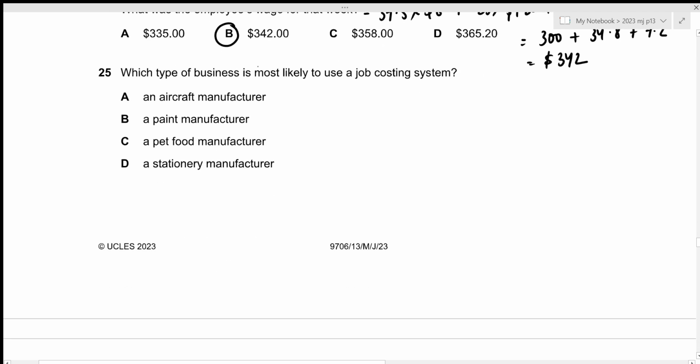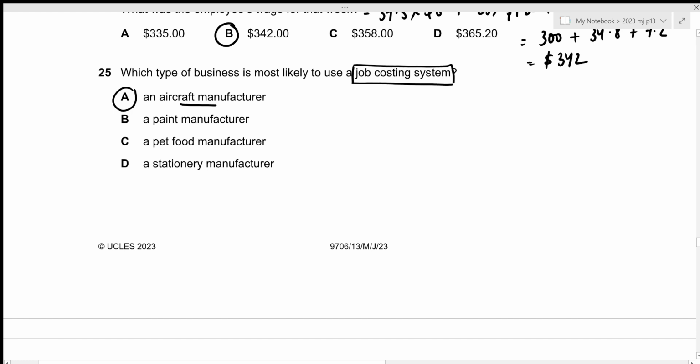Which type of business is most likely to use a job costing system? So a job costing system is used for a special job, which cannot be done in batches. So we're looking for that particular thing. The first one is an aircraft manufacturer. That's the correct answer, because we cannot really manufacture aircraft in bulk or in a batch, right?